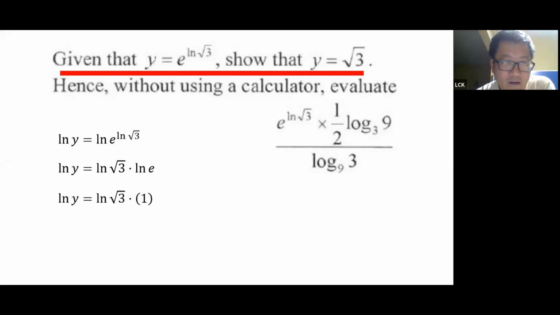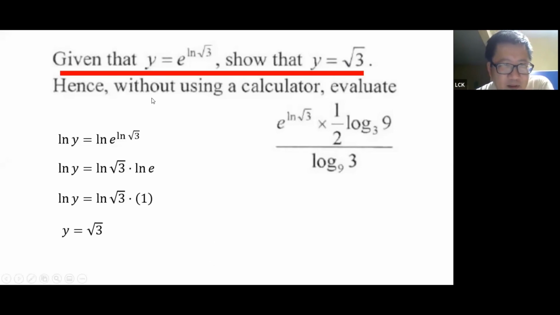All right? And y is therefore equal to square root of 3. Because this is a 1, y is therefore equal to just square root 3. And I have shown that y equals to square root 3. There. That is the showing.